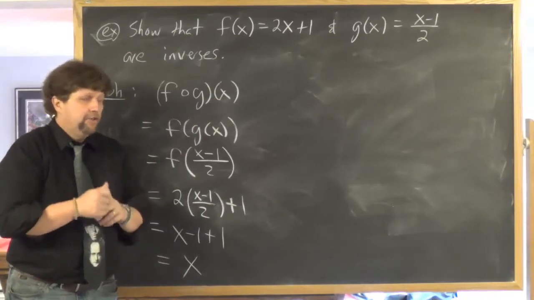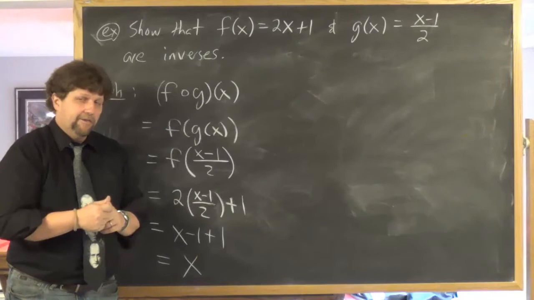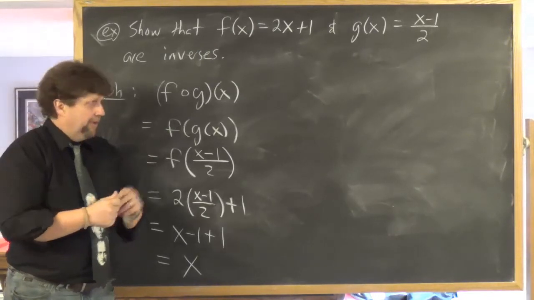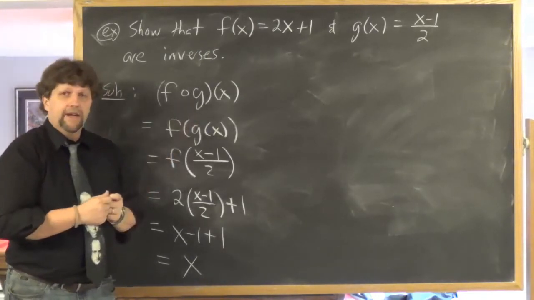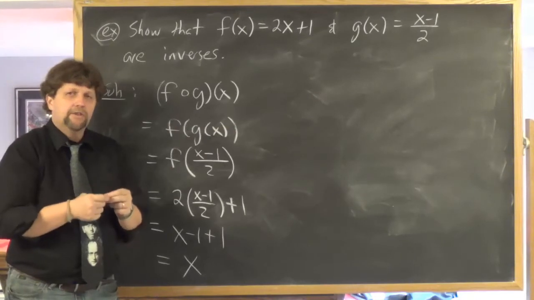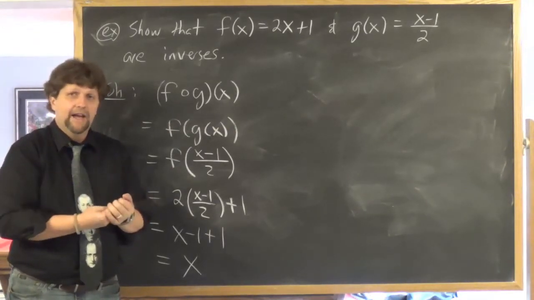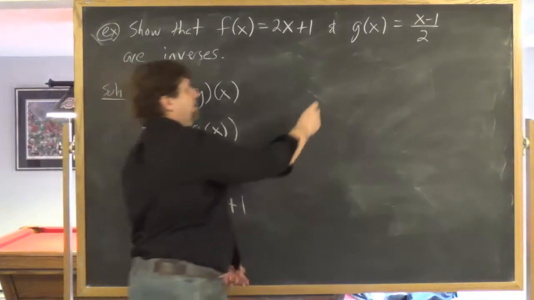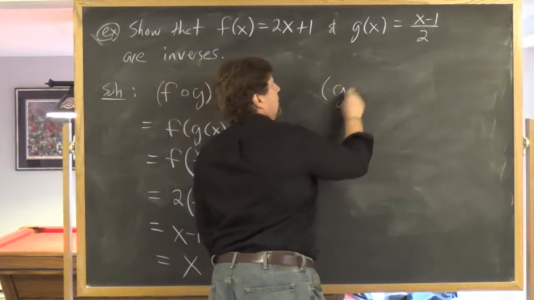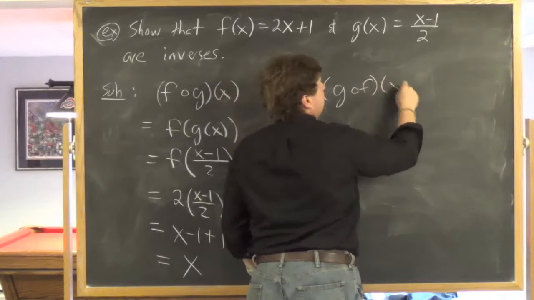We do not know at this time that they are inverses of each other because all we've done is the f composed with g of x. We also have to do the g composed with f of x, and it has to simplify to x. So we better do that next. Let's find the g composed with f of x.